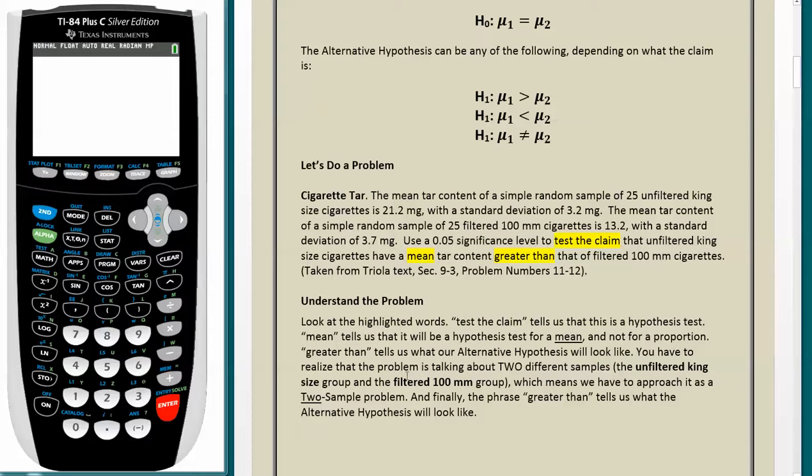And you have to realize that the problem is talking about two different samples, the unfiltered king size group and the filtered 100 millimeter group, which means that we have to approach it as a two-sample problem. And if you just look for a couple of minutes, you'll see it's giving you information about two different groups, how big the group is, what the mean is, what the standard deviation. And then they do that twice. That means there's two different groups. So finally, the phrase greater than, you see that right here, tells us what our alternative hypothesis is going to look like.